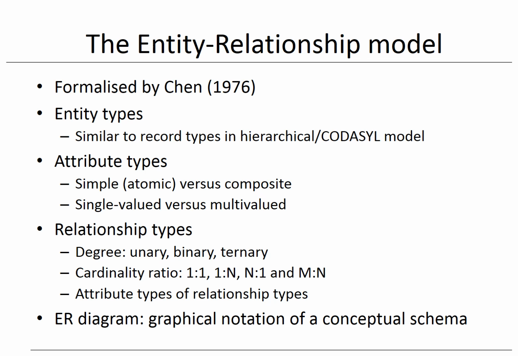Relationship types can have any degree, such as unary, binary, ternary, etc. All cardinality ratios are supported, such as 1 to 1, 1 to n, n to 1, and m to n. Relationship types can also have attribute types.